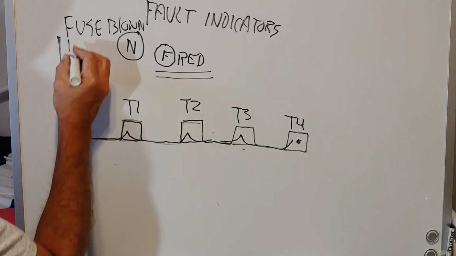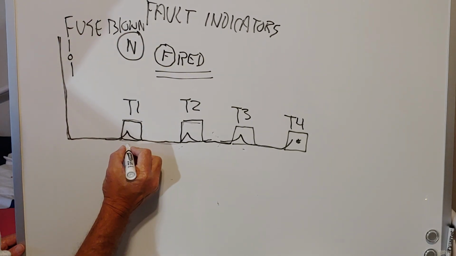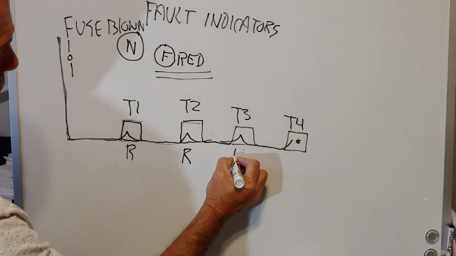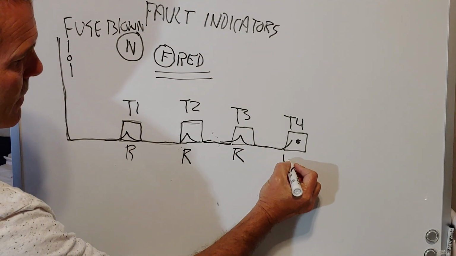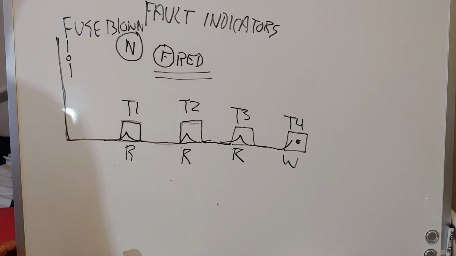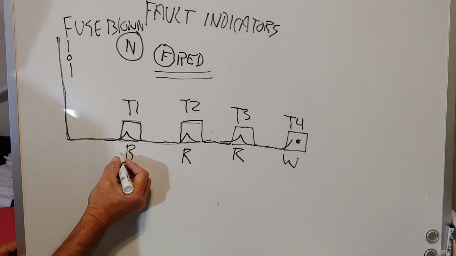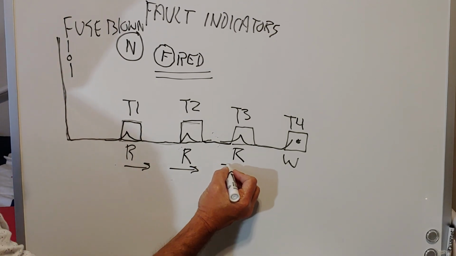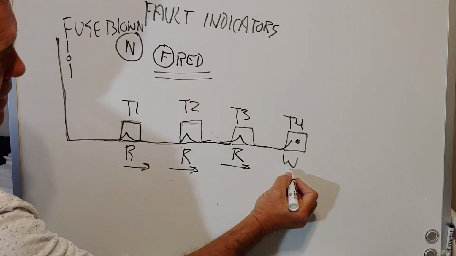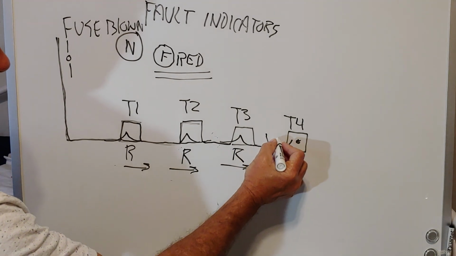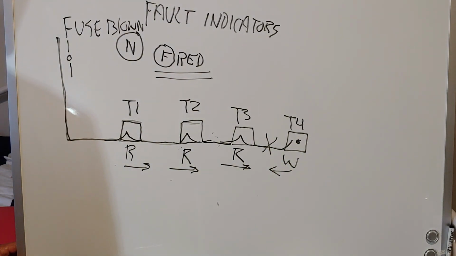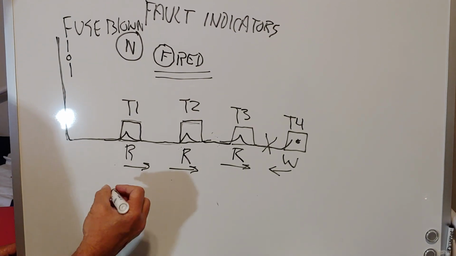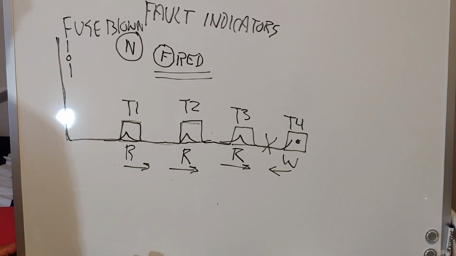My fuse is blown. My fault indicators read red, red, red, white. Where is the fault? Red, keep going. Red, keep going. Red, keep going. White, go back. The faulted span is in that area right there. Hope that gives you a good explanation of how to read the fault indicators in a circuit.